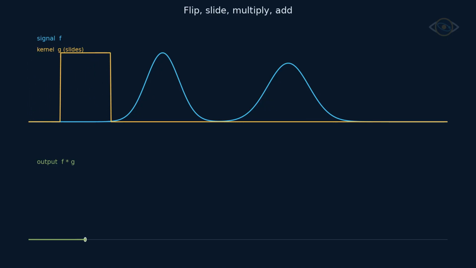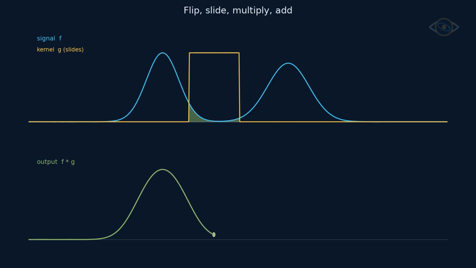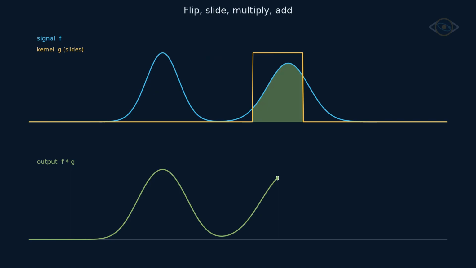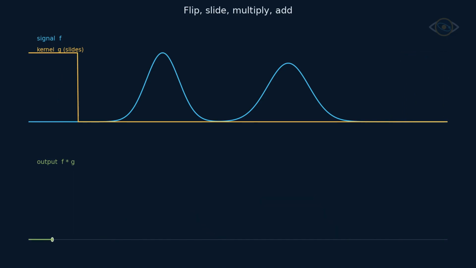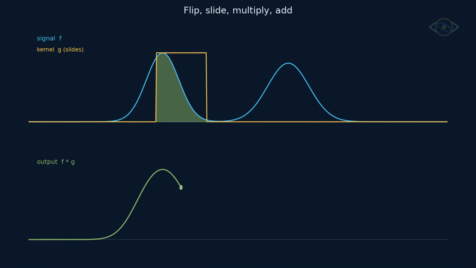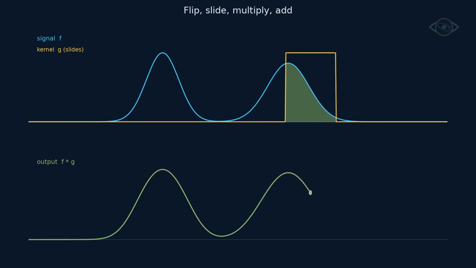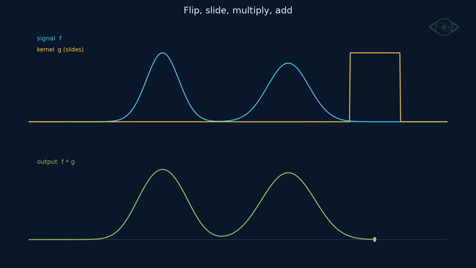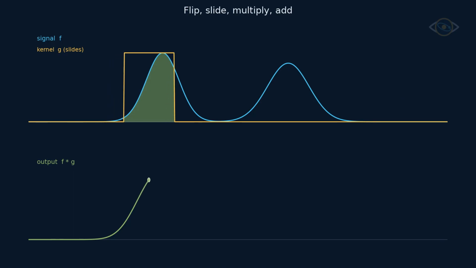Up top is a signal. 2 bumps. The little kernel slides across it. At each position, we multiply the 2 where they overlap, shade that product, and add it up into a single number. And the bottom curve is that running total as the kernel slides. So the output at each spot is just how much do these 2 overlap right here. Exactly. Convolution is overlap, measured continuously as one function glides past the other.